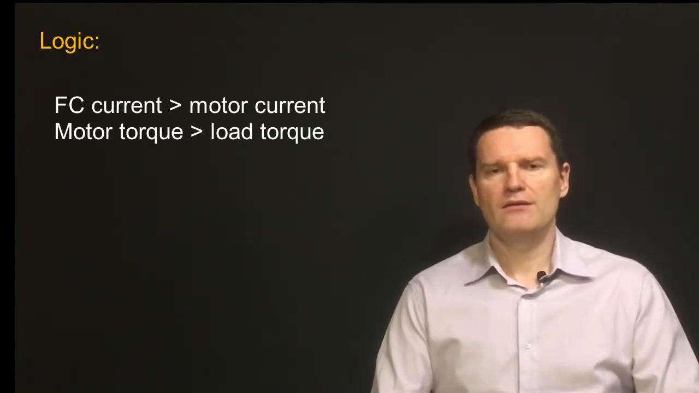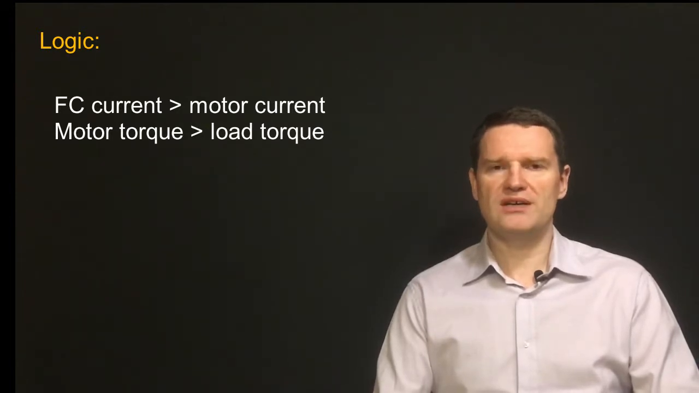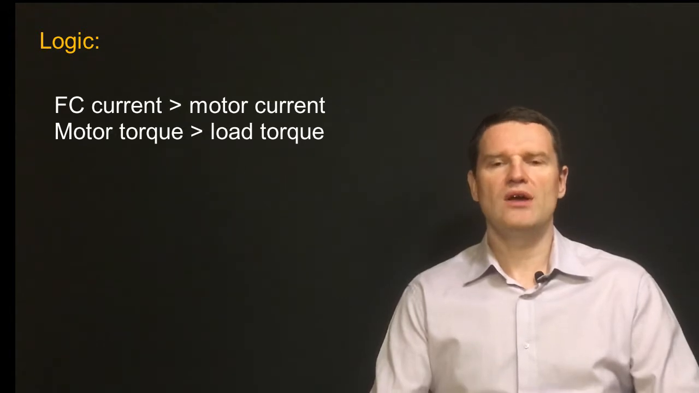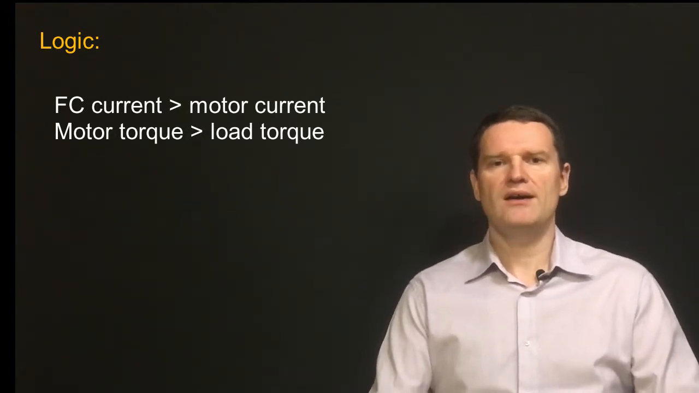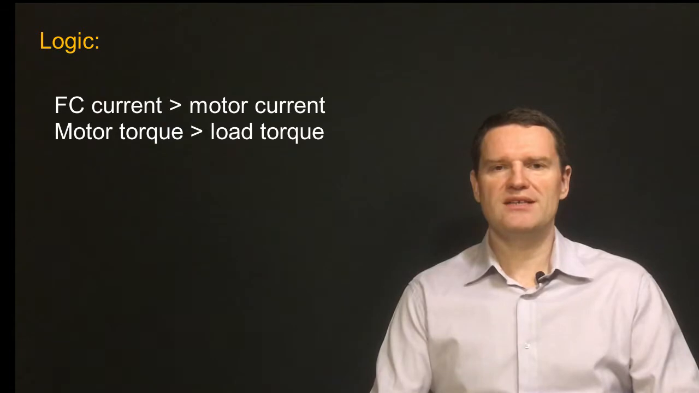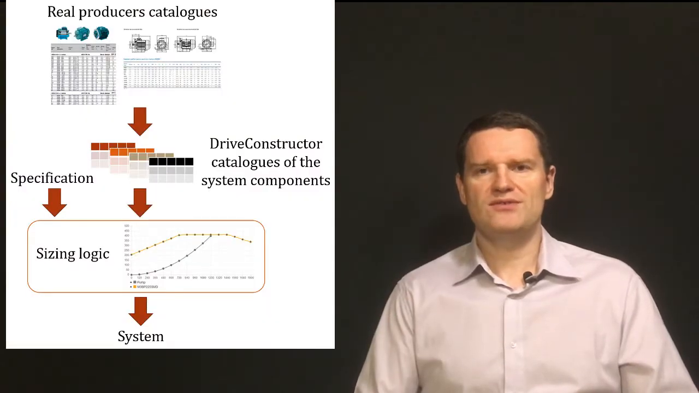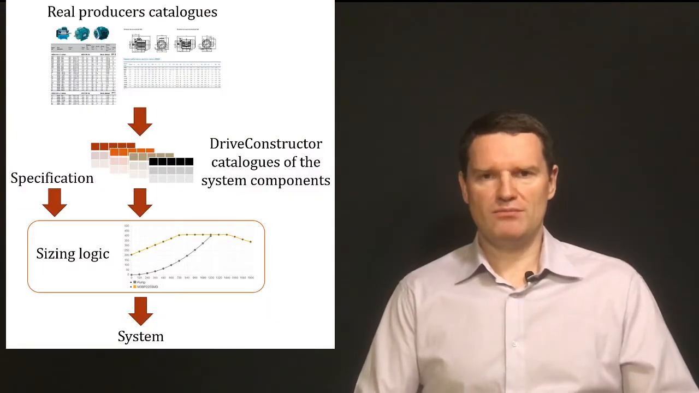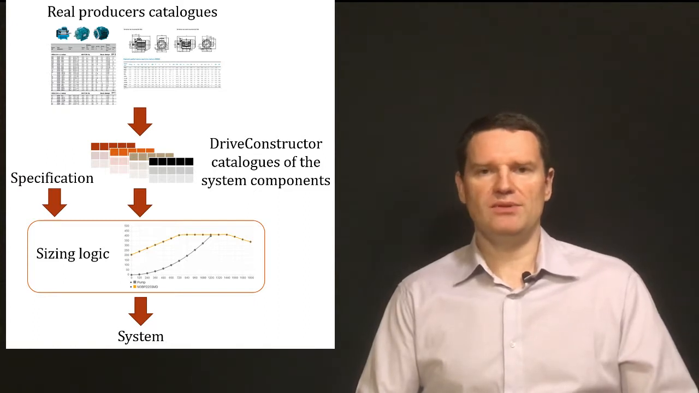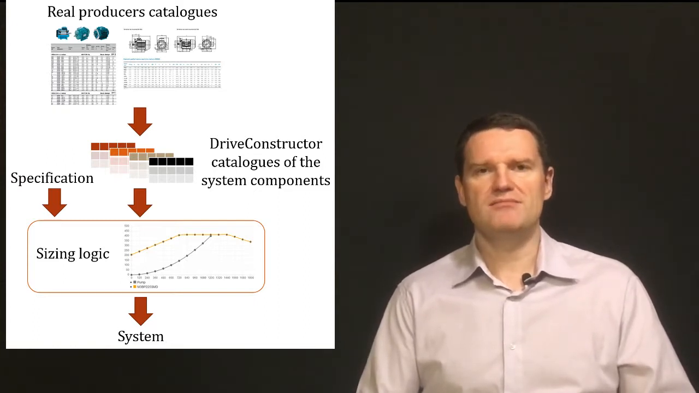Further, the software uses quite simple logic for assembling the components into a single system. For example, frequency converter output current must be higher than electric motor's rated current. Or another example, rated torque of the motor must be higher than the torque required by the driving mechanism over the entire operational speed range. And there are a few other similar principles. That's why DriveConstructor is so fast. Picking up a standard component from a catalog and applying the simple logic to check if it fits with the rest of the system takes just a few milliseconds.